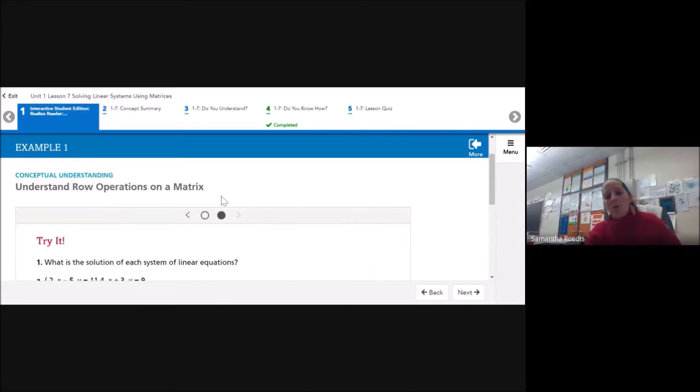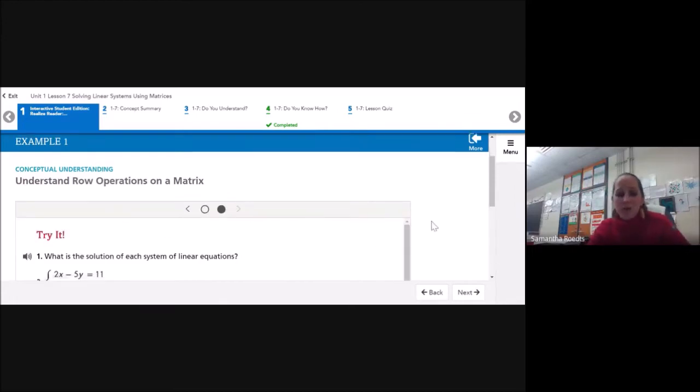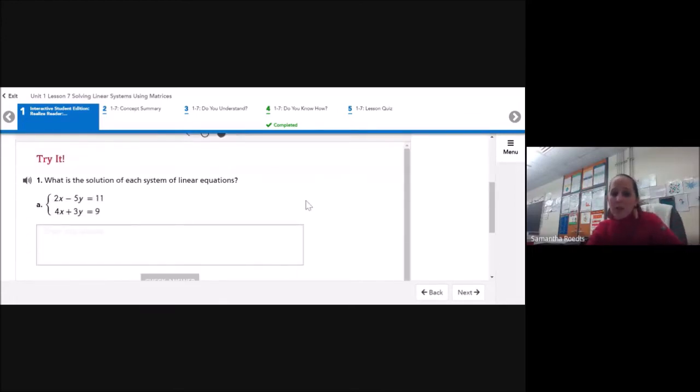So I can then try the try it problem. What is the solution of each system of linear equations? They do want you to solve this as a matrix. It's fine for me if you want to solve it using what you know. You can do that as well. I'll actually work it out as a system.